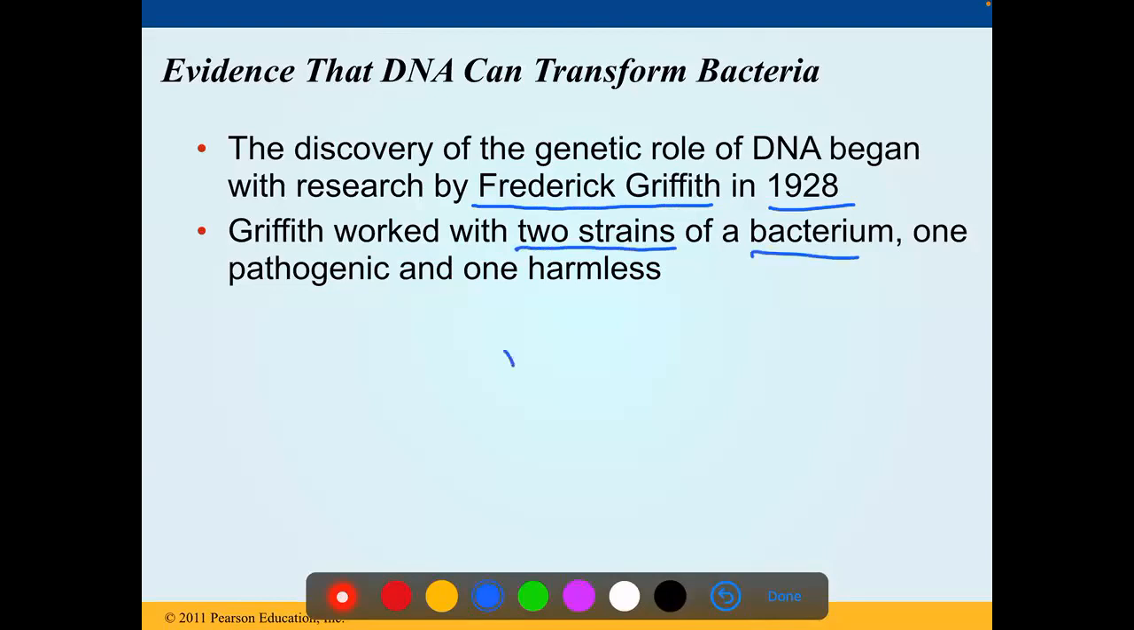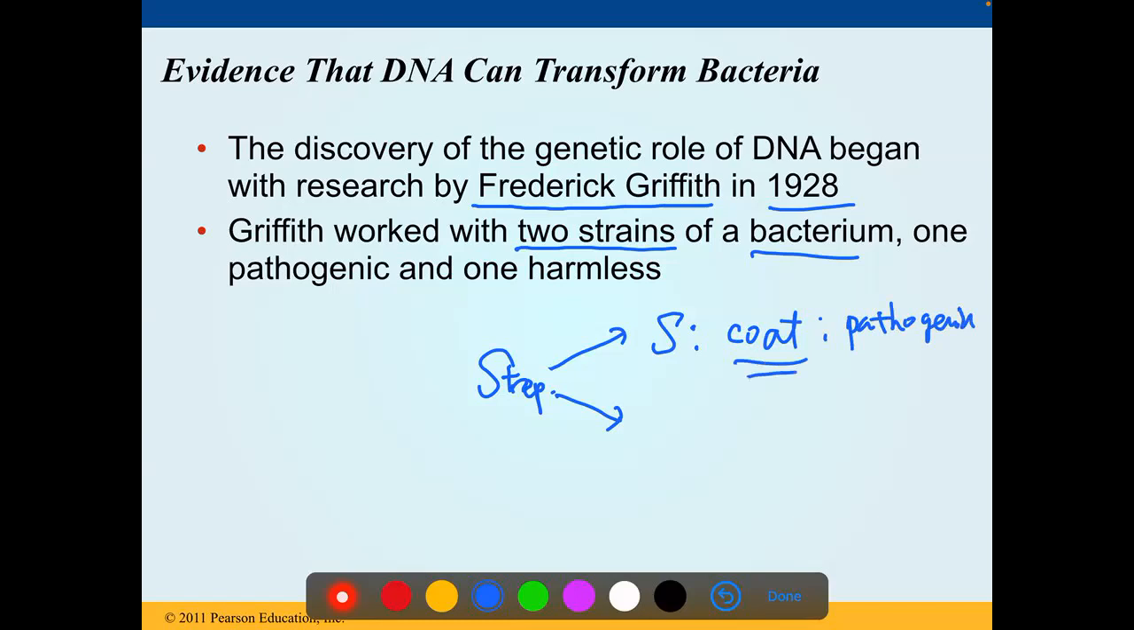Streptococcus, a bacterium that has two strains. One is the S strain. It has a coat. Strep, right? The S strain has a coat, and they are a really nasty bug. It is a pathogenic bacterium because the coat causes an immune reaction.